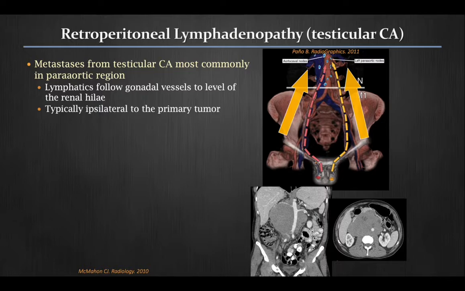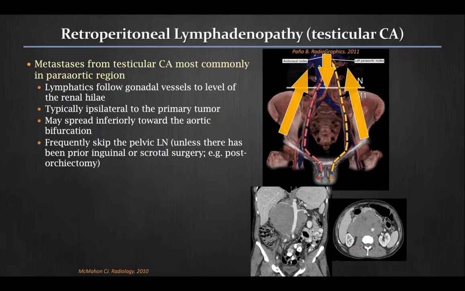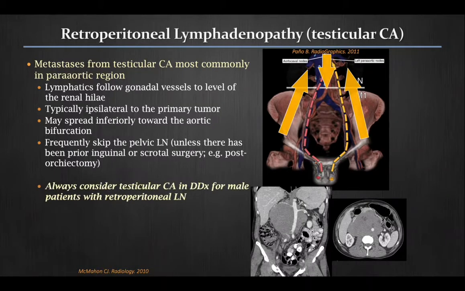You often will start at least initially with right-sided retroperitoneal lymph nodes, but then it can spread inferiorly or on both sides, and frequently skips the pelvic lymph nodes unless there's been prior inguinal or scrotal surgery, in which case the lymphatic distribution may be altered or different than the typical. So when you see isolated retroperitoneal lymph nodes in a male patient, you should always consider testicular cancer, and these patients all need a scrotal ultrasound as the initial workup.